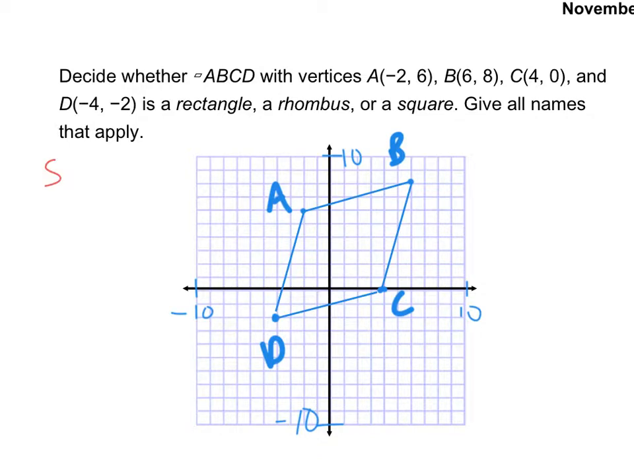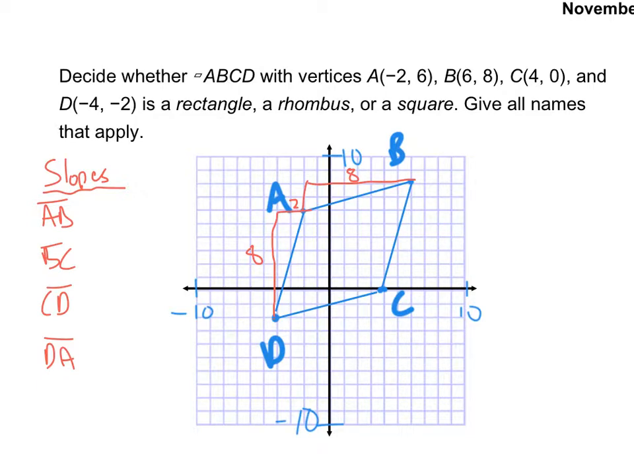So first thing we're going to do is find the slopes. Remember, slope is rise over run. So AB and BC, let's do it like this. Here we have AB, we're going up a ways. How far are we going up there? Looks like we're going up 8 and over 2. So a rise of 8 and a run of 2. And then if we count the rise and the run here, that's also going up 2 and over 8.